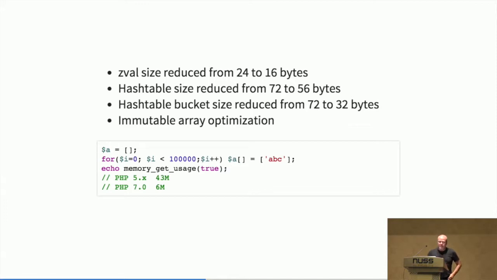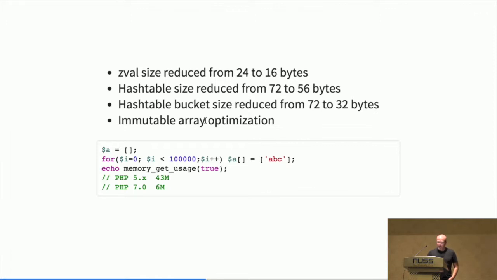So what they actually did was they reduced the zval size. This is sort of the base unit inside PHP. It's this struct, this union, that holds the basic pieces of data that gets passed around between functions and everything in PHP. So that got reduced from 24 down to 16 bytes. Hash table sizes got reduced. The bucket size got reduced quite a bit. And there's also an immutable array optimization.